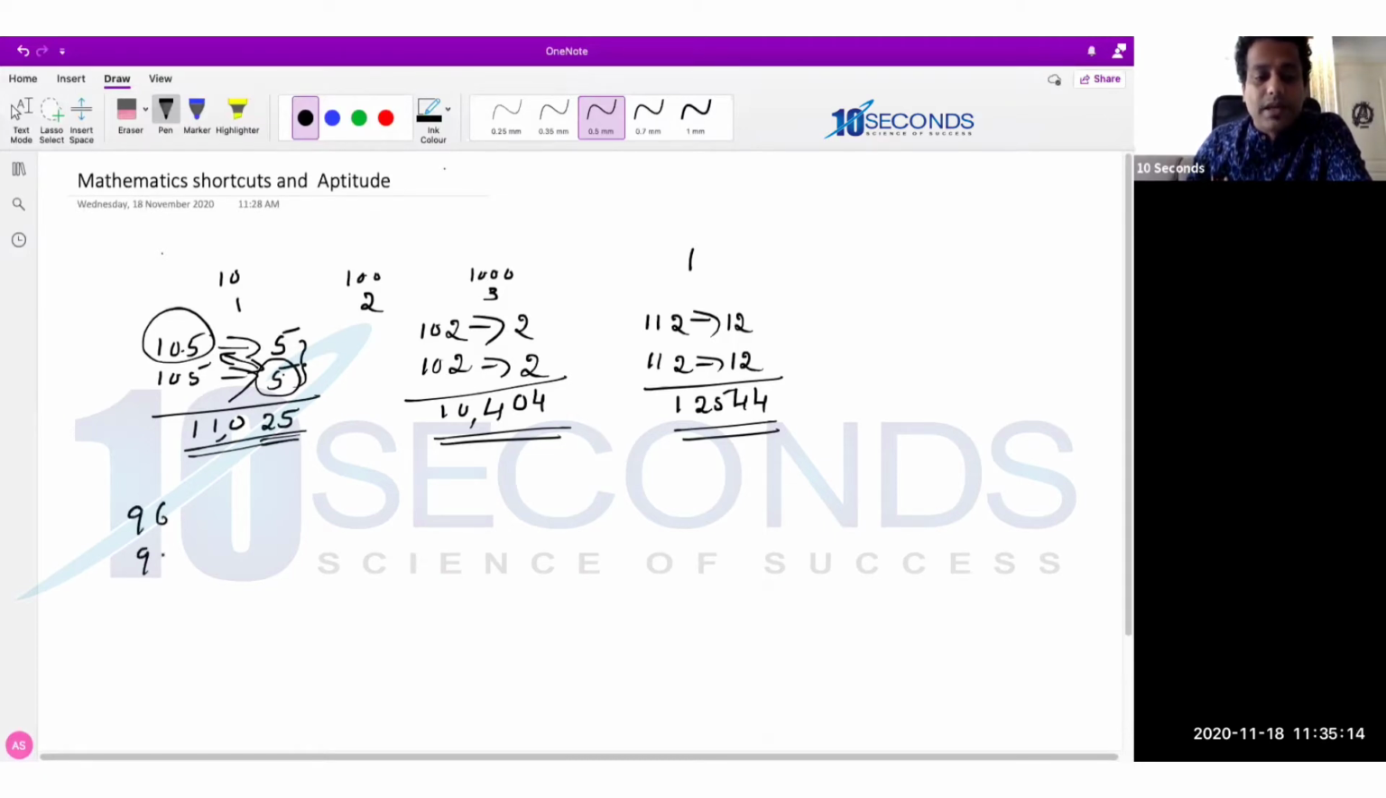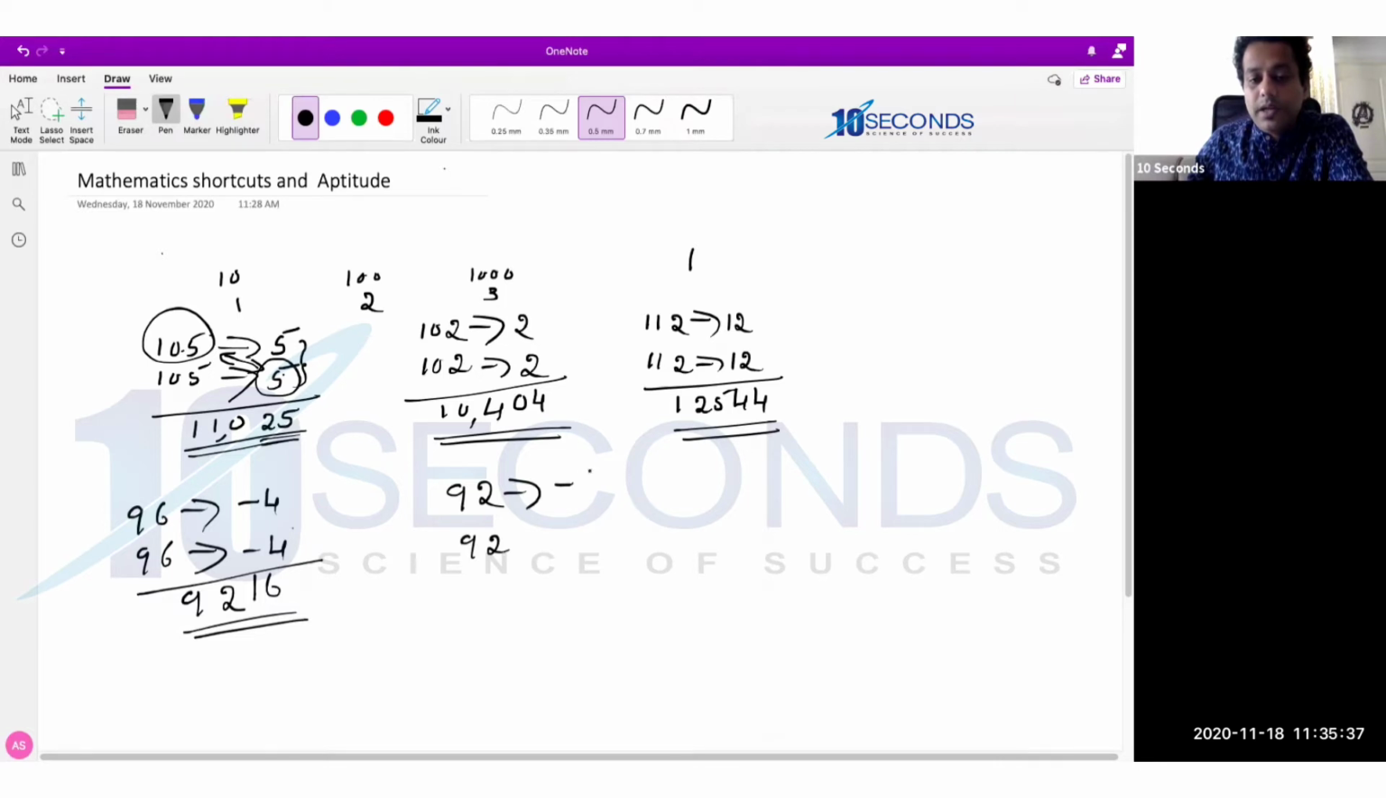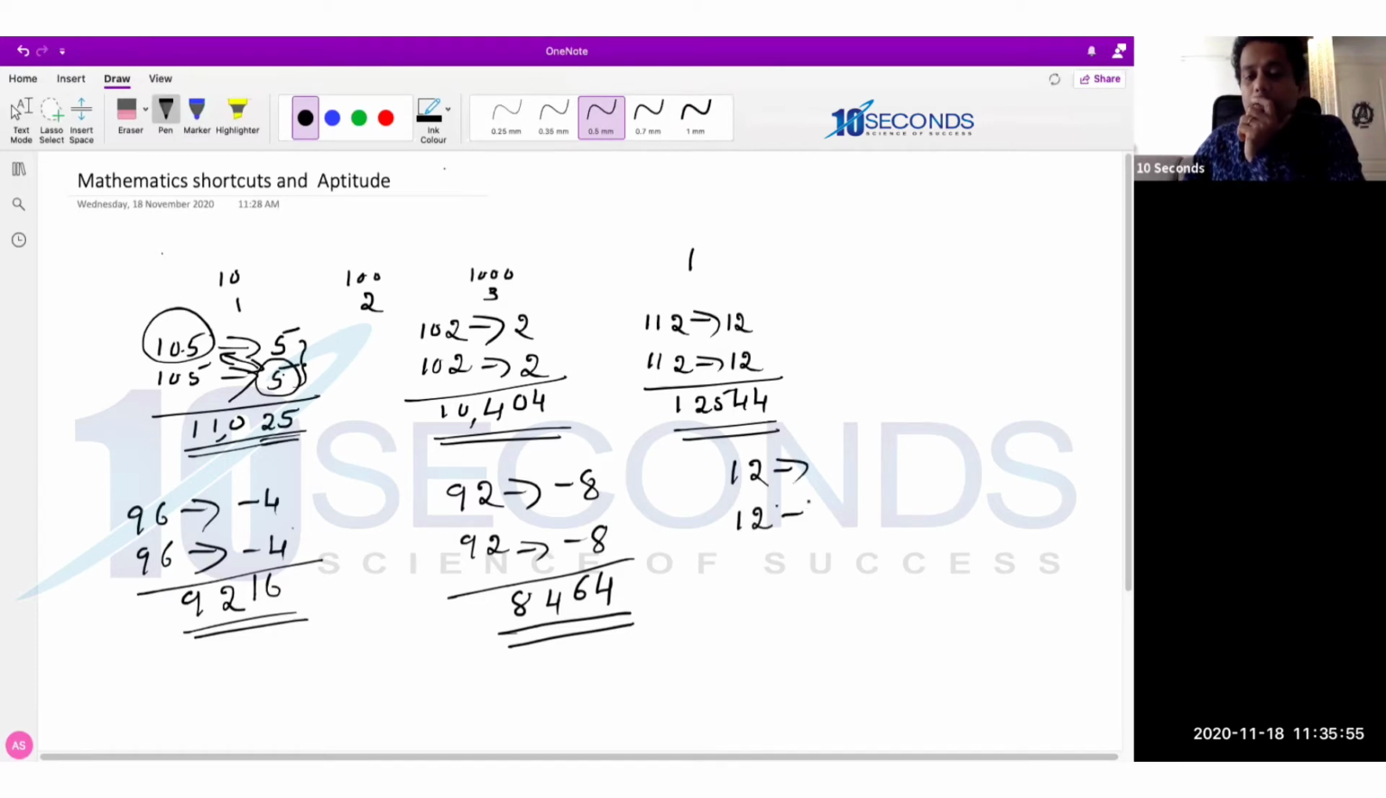96 into 96. This is also nearest to 100, but not 4 more than 100, it's 4 less than 100, minus 4. Minus 4 into minus 4 is 16, two digits. 96 minus 4 is 92, so 9,216. If I take, say, 92 into 92, 8 less than 100, 8 less than 100, 8 into 8 is 64, 92 minus 8 is 84, so 8,464.